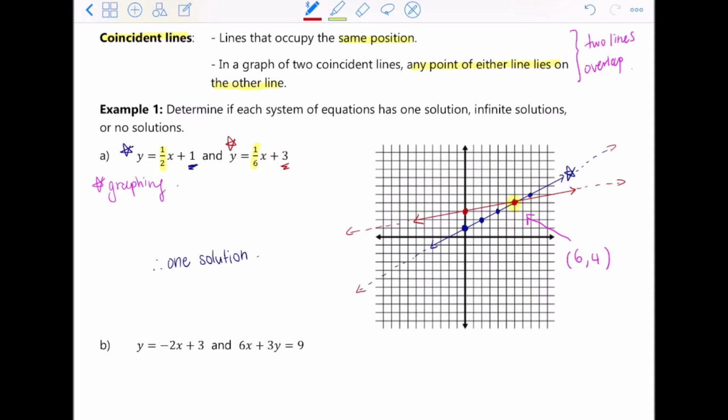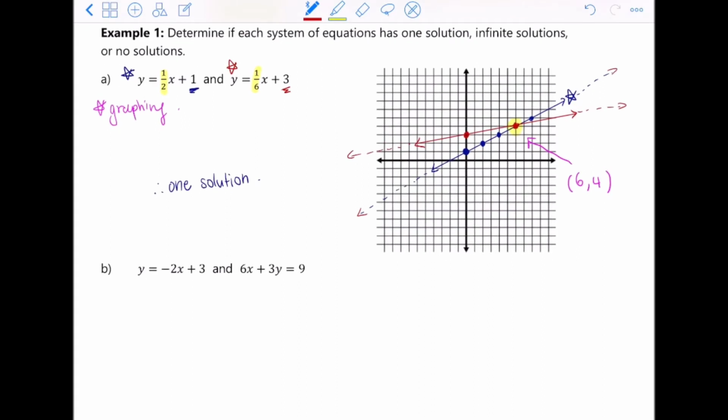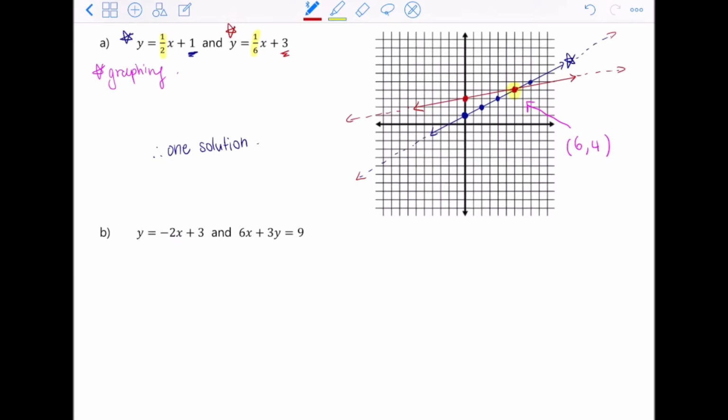For part B, let's take a look at that. Same idea, we could solve it by graphing, but in this case, I would like to go over how to check this without graphing. So let's check their slopes and compare them. Before we do that, we know that our first equation is already in the y equals mx plus b form, but our second equation is in somewhat general form. So we just need to rewrite the second equation. So let me just redo that.